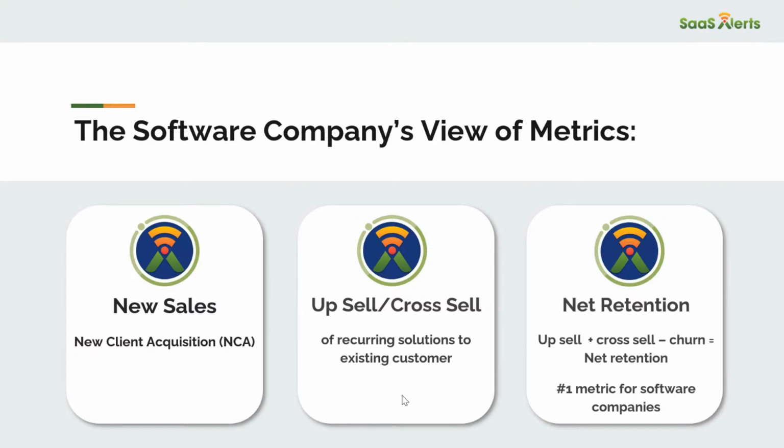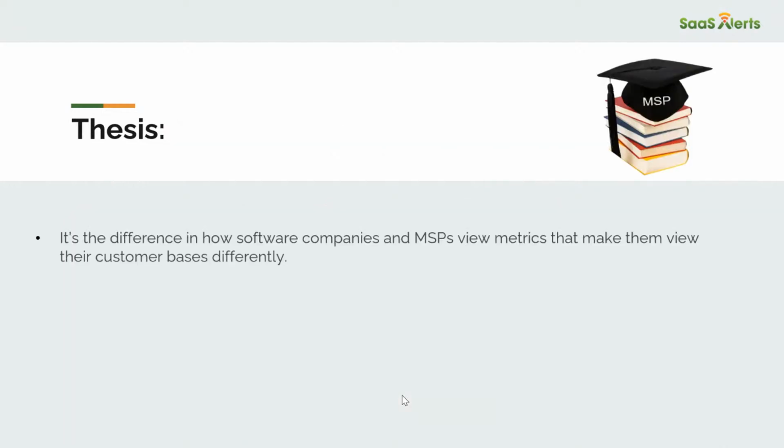Land and expand. And then the most important metric that a software company looks at and tracks is net retention. So net retention is upsell to existing customers, cross sell to existing customers, minus churn equals net retention. And this is the number one metric software companies look at. And my thesis is that the difference in how software companies and MSPs view metrics makes them view their customer base differently.